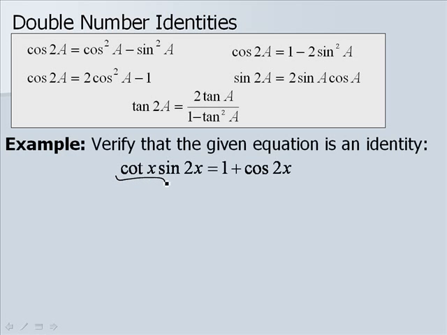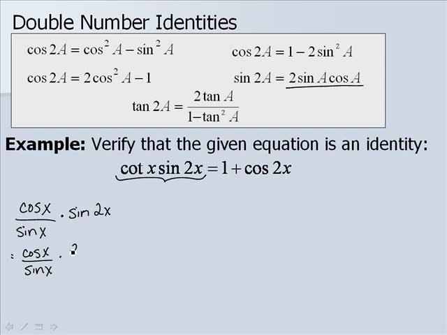What we'll do is we'll work with our left-hand side. So we'll change cotangent into sines and cosines. It's the cosine of x over the sine of x. And we're multiplying that by the sine of 2x. Now the sine of 2x, we see from up here, is simply 2 sine of x cosine of x. And we'll put that over 1 to make it a fraction, and we can cancel our sine of x, and we end up with 2 cosine squared of x.